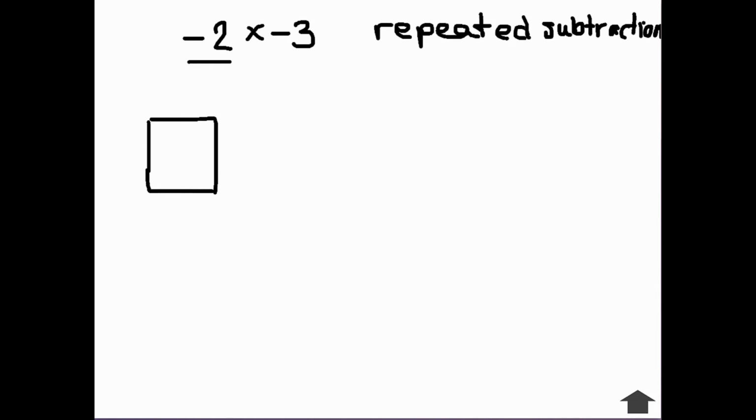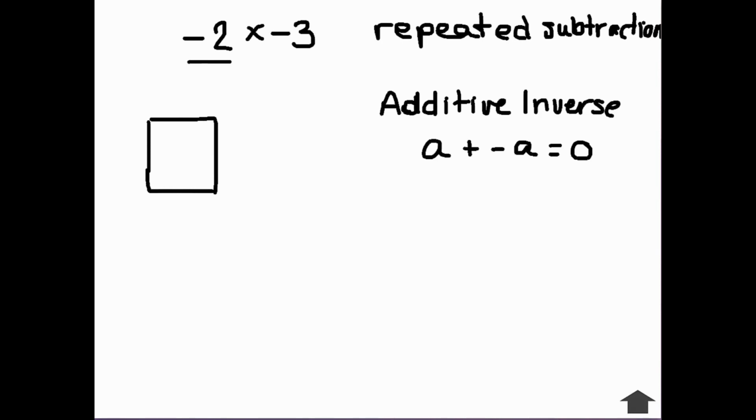I begin with an empty box, just like I did with the example that involved the positive and the negative, because I'm always starting at 0. That empty box, once again, represents 0. I want to remove 2 sets of -3 from 0, so before I can do that, I need to put something in the box while still keeping the value at 0. This is where the additive inverse comes in. The additive inverse property tells me that a number and its opposite will make 0.